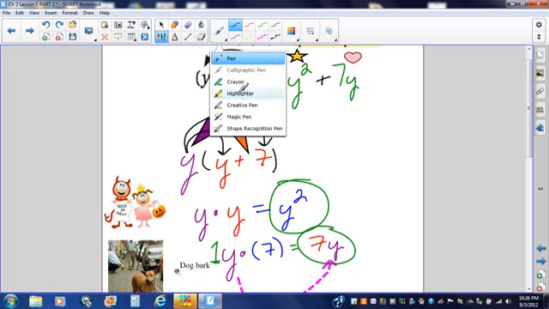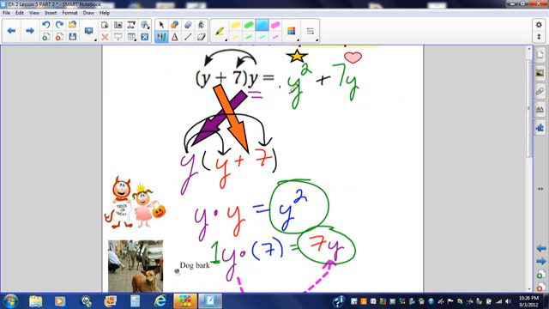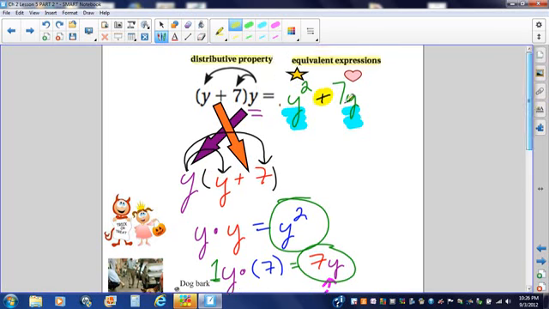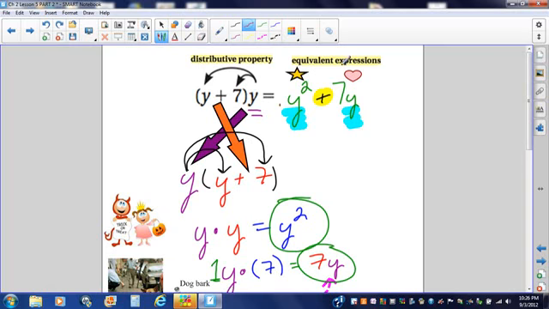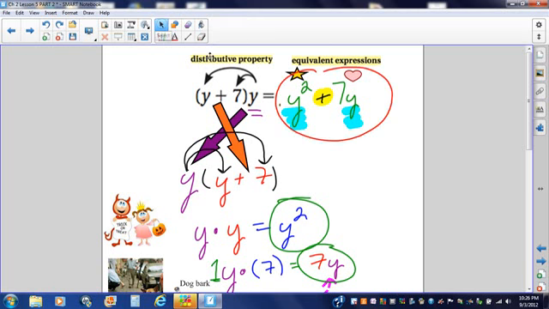Now some of you would say, but Mr. Phillips, you're crazy. Yes, I am. Mr. Phillips, I'm going to try to put the y's together. I cannot put them together when I'm adding, because this is an exponent of 2, this is an exponent of 1. When I'm adding, the exponents have to be the same. So, this is my solution.